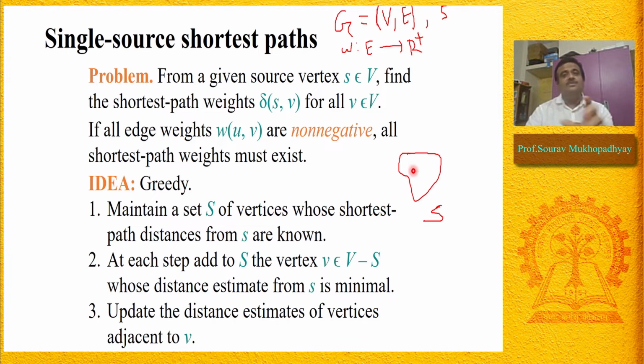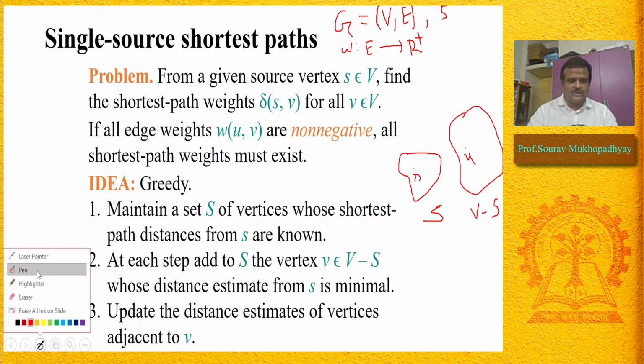So we start with the source, and slowly, at every step, we add a vertex from the remaining vertices, those in V minus S, the complement of capital S. Every time, we add a vertex, say u, whose distance estimate from s is minimum. So that is the greedy choice.